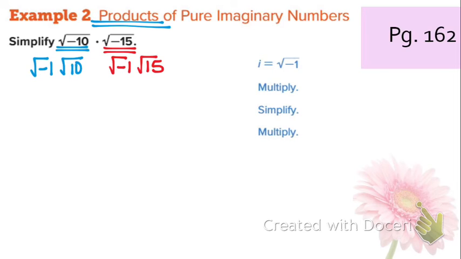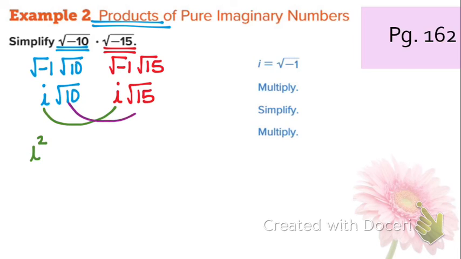What's the square root of -1 again? i. And this is, again, i. Okay, so now we're ready to multiply. We're going to take i times i. And what is i times i? i squared. Good job. And now you're going to take and multiply the 10 times 15. What's 10 times 15? 150.